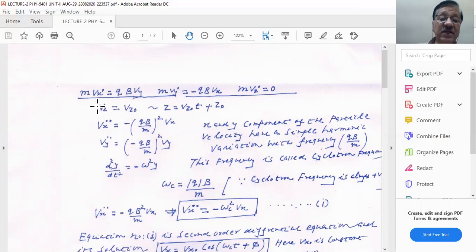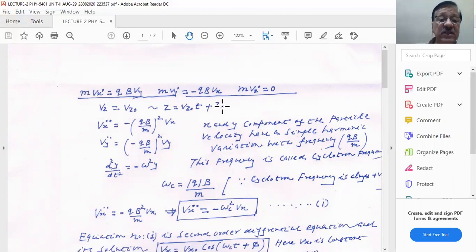Once again, this is basically dz by dt is equal to Vz0, and you integrate. So we found the z coordinate of the particle changes linearly with respect to t: z is equal to Vz0 t plus z0.